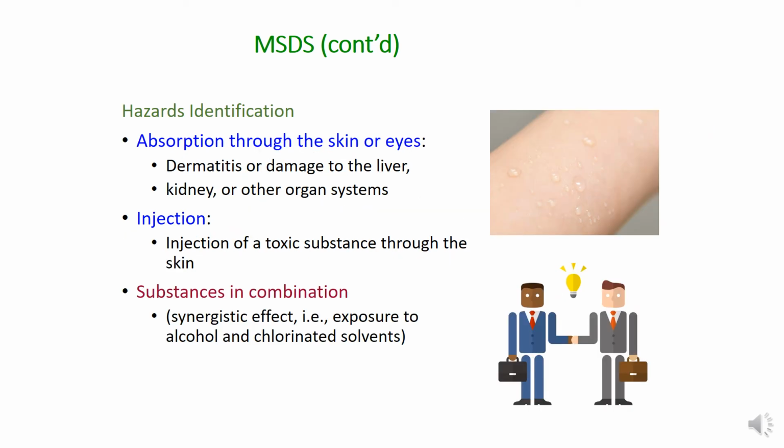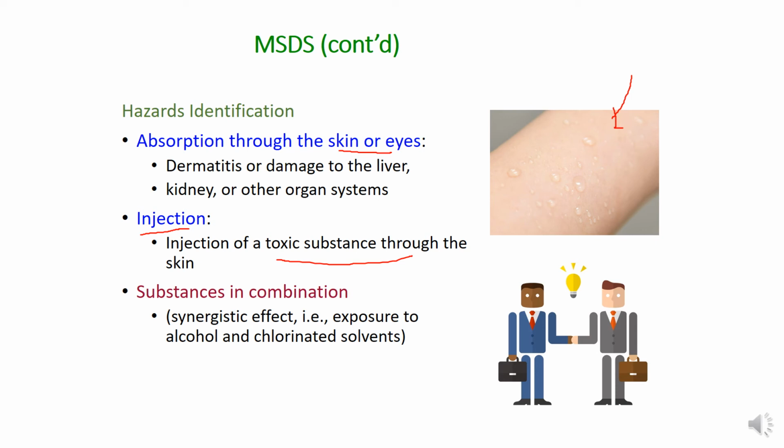It will also mention if the chemical can enter through absorption through the skin or eyes. If a chemical spills or leaks onto your body parts, it says it can absorb quickly. Injection of toxic substances through the skin is also mentioned. Definitely you will not take an injection, but sometimes if your finger or hand is sharply cut, even while you wear gloves and are working, there are chances it can be injected into your body.